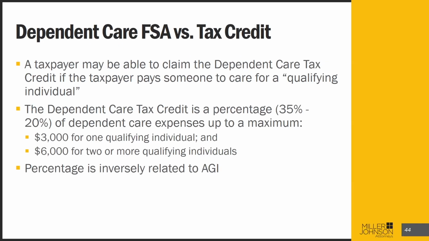There is also a tax credit for dependent care expenses. Generally, the tax credit is a percentage between 35% and 20% of an employee's dependent care expenses, up to a maximum of $3,000 for one qualifying individual and $6,000 for two or more qualifying individuals. The amount of the tax credit decreases as an individual's adjusted gross income increases.